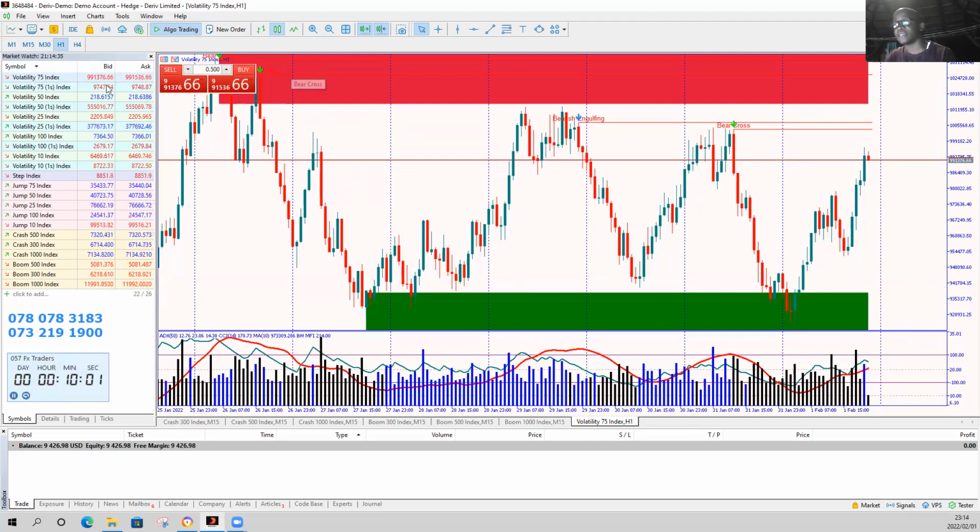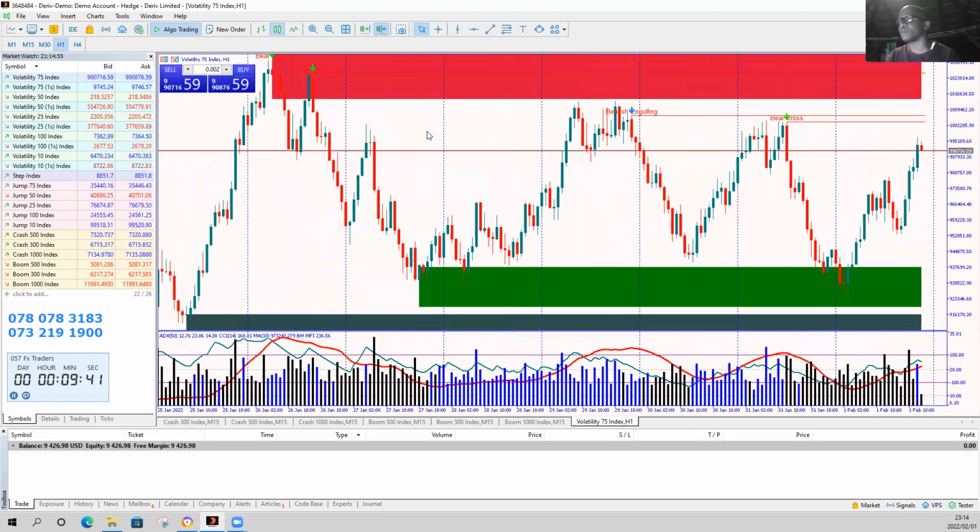And this is VIX 75, volatility 75, which I normally trade with 0.002. So if I got in here during the resistance, I could have let my trade run up until here. I could have made a lot of money, which is the reason why I'm telling you that the software is compatible with every pair without any hesitation.